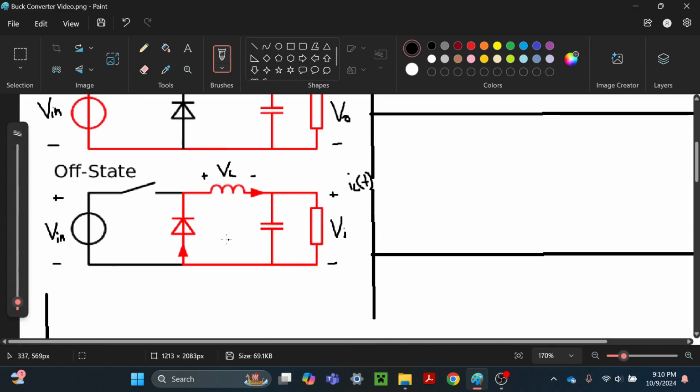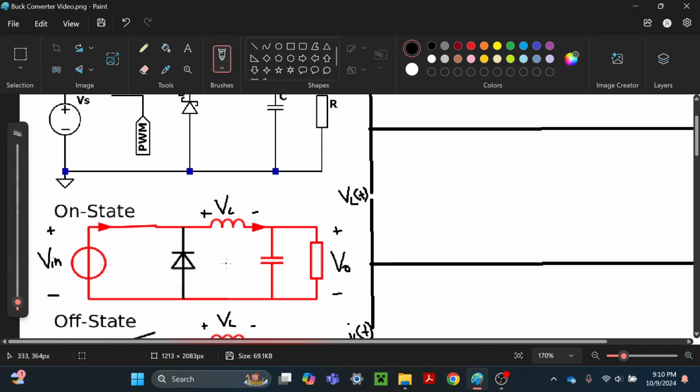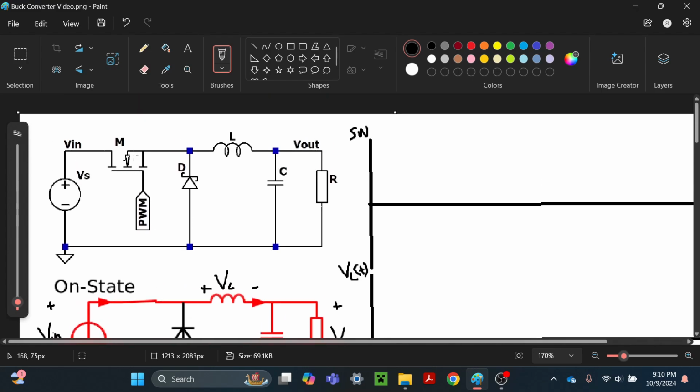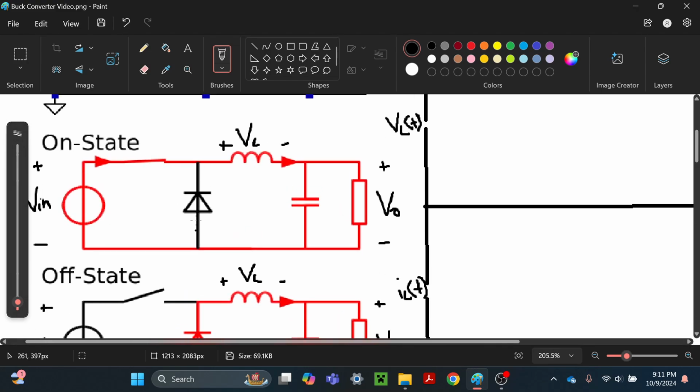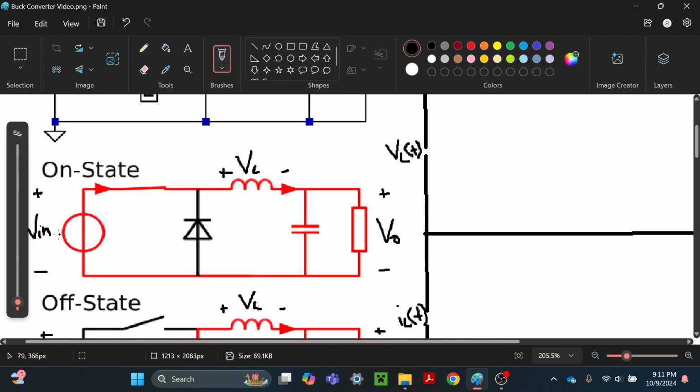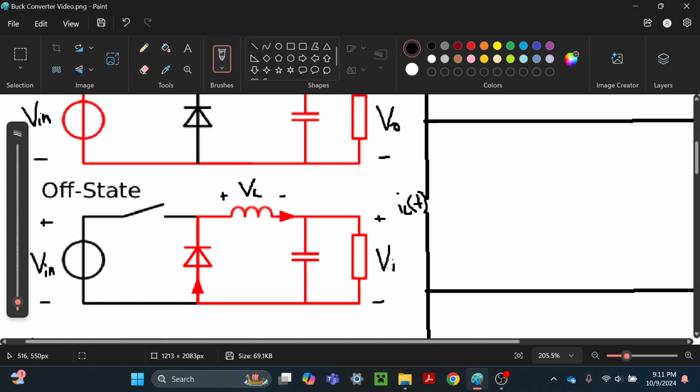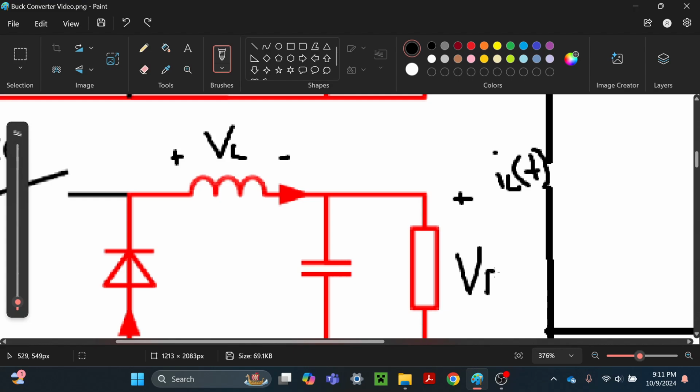So if we just look at this circuit, we can see that when this switch, typically a MOSFET, is closed, the voltage across this inductor is going to be V in minus V out. And then when the switch is open, we can see that this diode is on. So this is basically all one node, and this is all one node. So then the voltage across the inductor is going to be negative V out, which I mislabeled here.